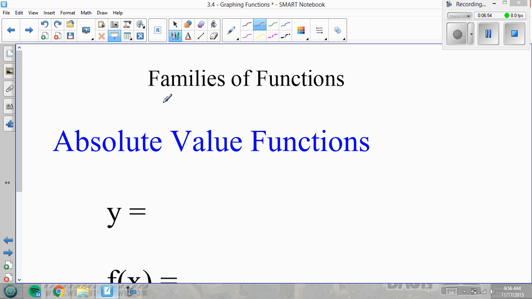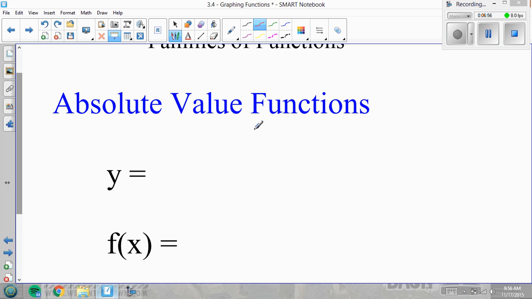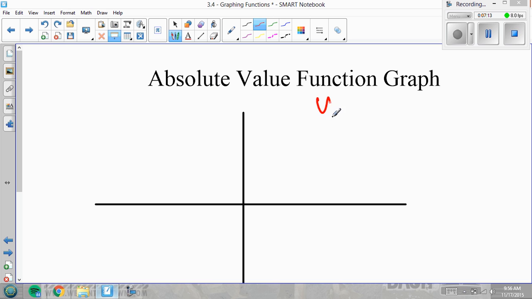Okay, our next family function is absolute value. Remember, absolute value are your bars. So y equals the absolute value of x, or f of x equals the absolute value of x. Okay, so we're going to use this to graph. So y equals absolute value of x. And making my nice table again, I'm going to use negative 2, negative 1, 0, 1, and 2.